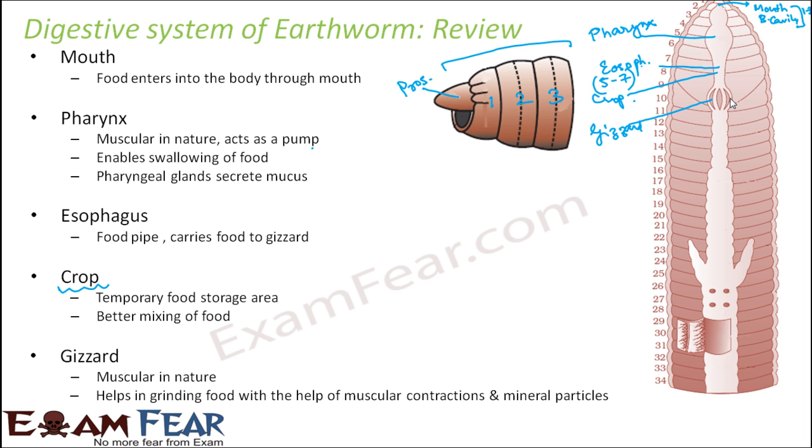Right? And now since in the gizzard a lot of grinding is happening, all the food should not come to the gizzard at once. Food should gradually come to the gizzard from the esophagus, and that is why we have the crop, so that it can temporarily store the food for some time, and then as and when needed, it can pass on the food to the gizzard.